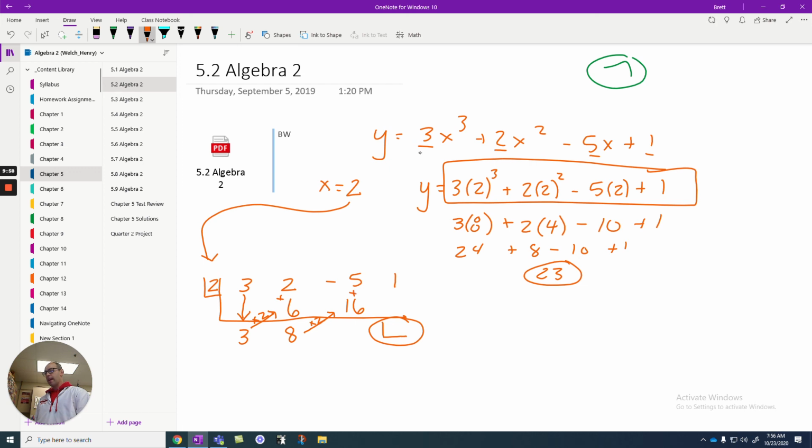And if I add a negative 5 to a positive 16, I get 11. And 2 times 11, once again, is 22. And if I add 1 to 22, I get 23. Notice, it's the same answer that we got from doing direct substitution. This synthetic substitution allows us to simply add and multiply repetitively and still get the same answer.